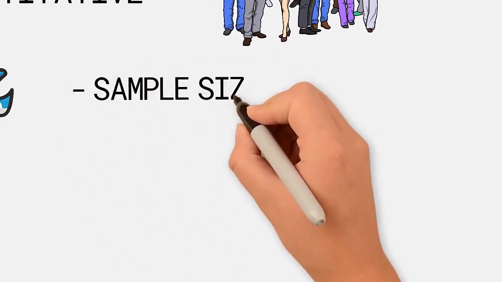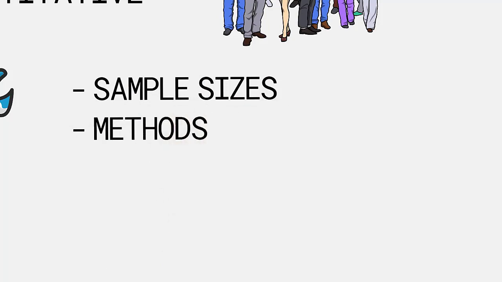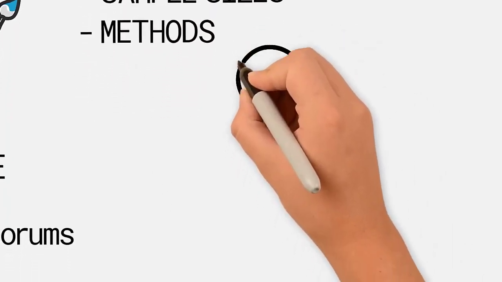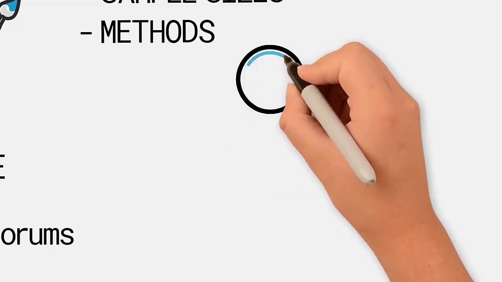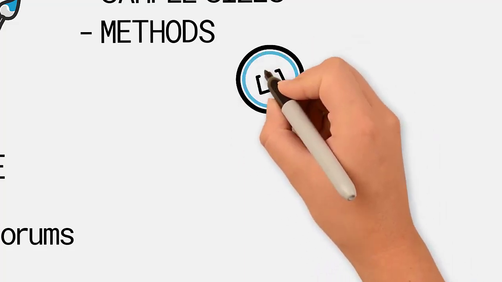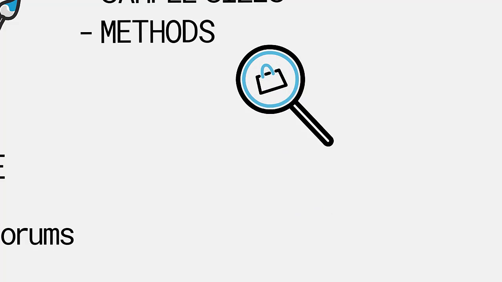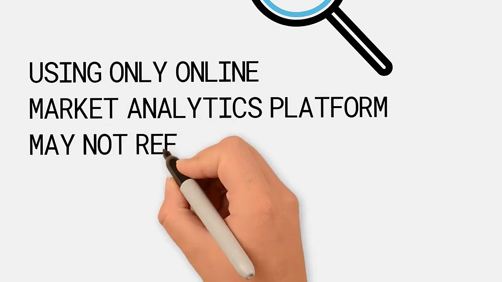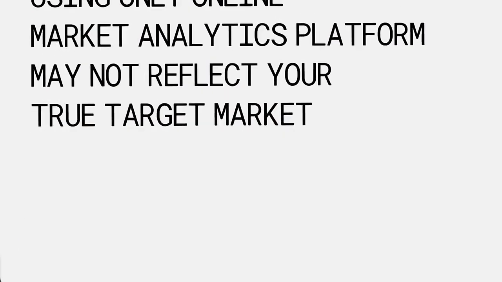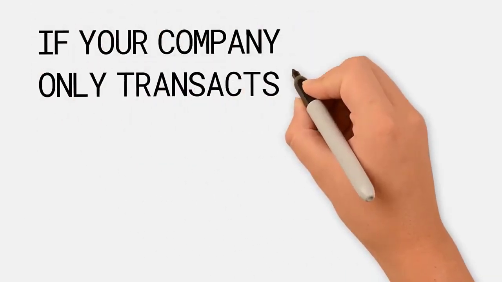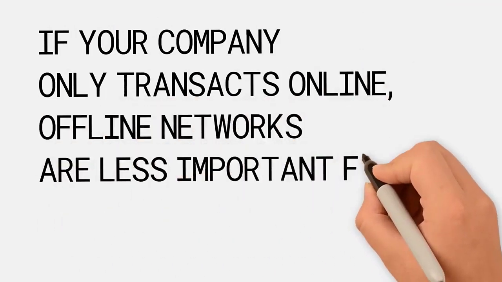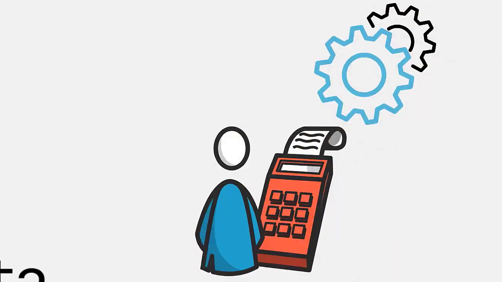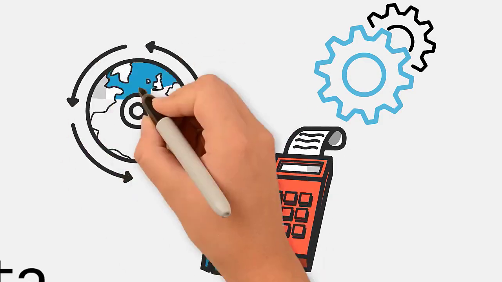Remember that sample sizes and methods are important in research. The sample is supposed to be representative of the general population you target. For example, if you're doing both online and offline business transactions, be aware that using only online market analytics platforms may not reflect your true target market. If your company only transacts online, however, offline networks are less important for your market research. For determining the size, you can always use tools and sampling calculators on the internet. And those are the key concepts of market research.